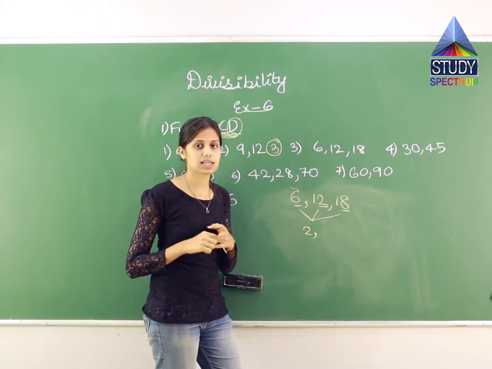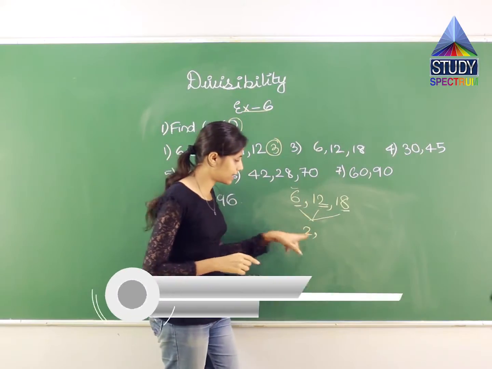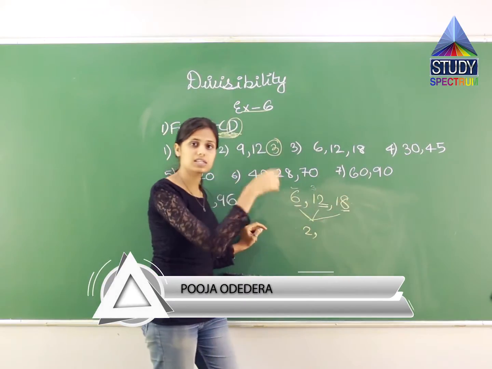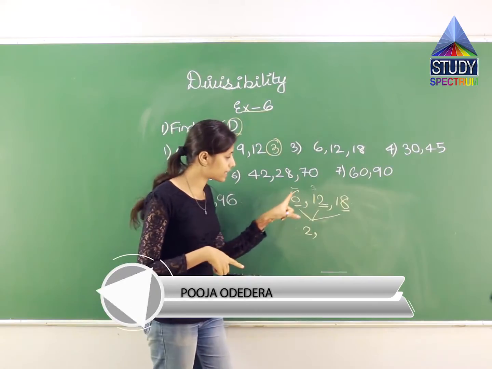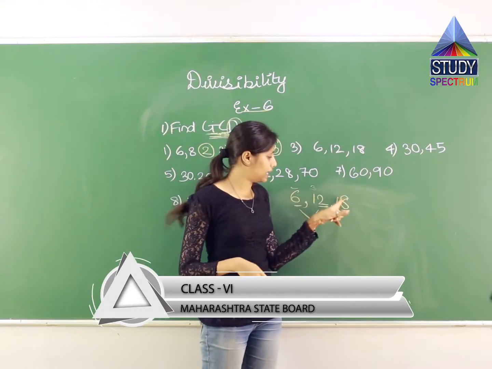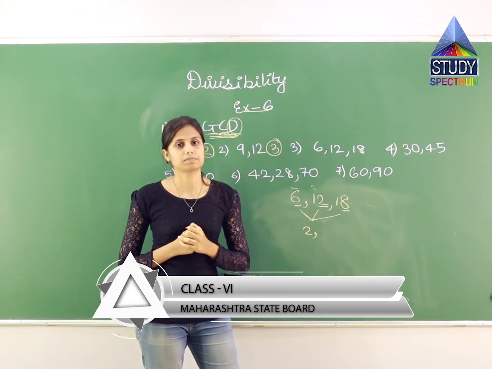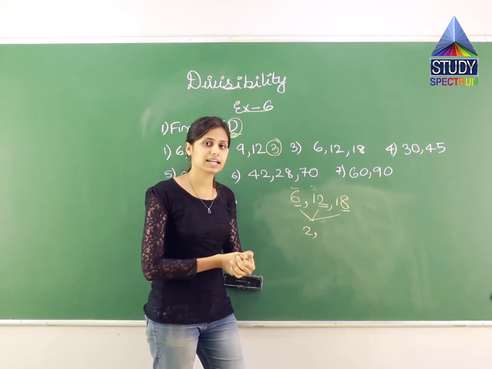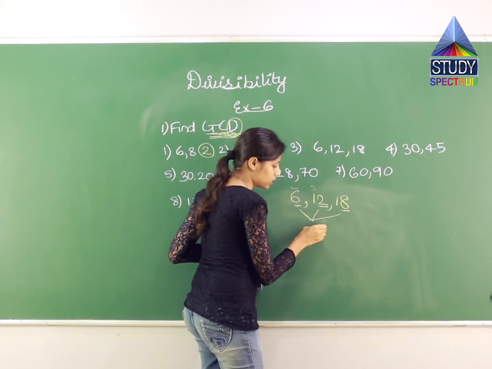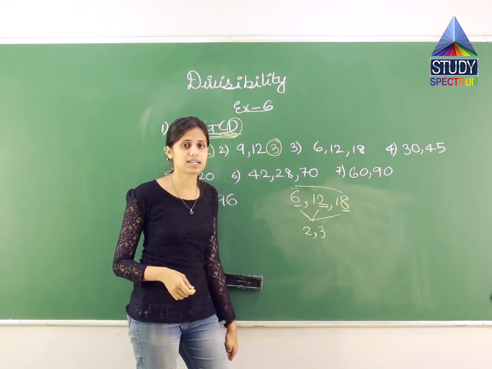3 1s are 3, 3 2s are 6, 3 3s are 9, 3 4s are 12. So 12 is divisible by 3. So I can say that in दोनों में common क्या है? 3 है. I'll check this 18. If this 18 also has a common divisor 3, then I can say that for all these 3 numbers I have a common divisor as 3. So 18. 8 plus 1, 9. 9 is divisible by 3, right? So 18 will also be divisible by 3. 3 1s are 3, 3 2s are 6, 3 3s are 9, 3 4s are 12, 3 5s are 15, 3 6s are 18. So I can say that another, see यहाँ तीनों में भी 3 common है, right? Common divisor. So I can say that the common divisor is 3.